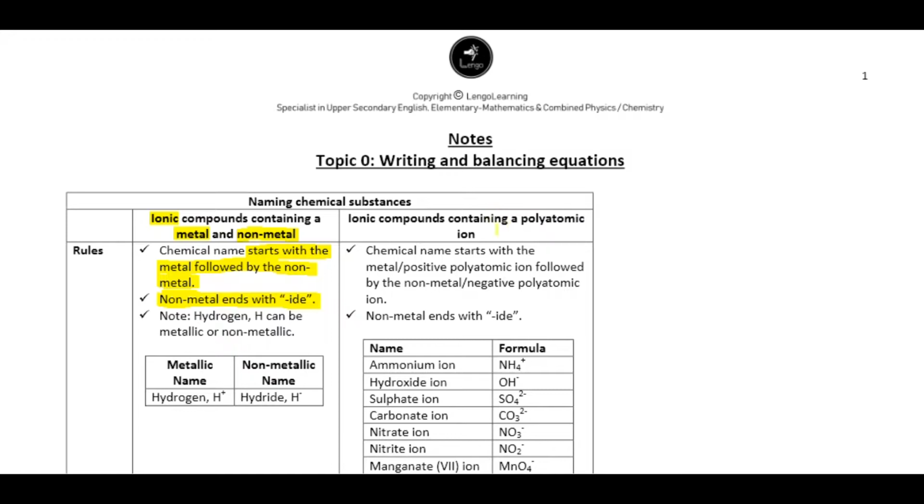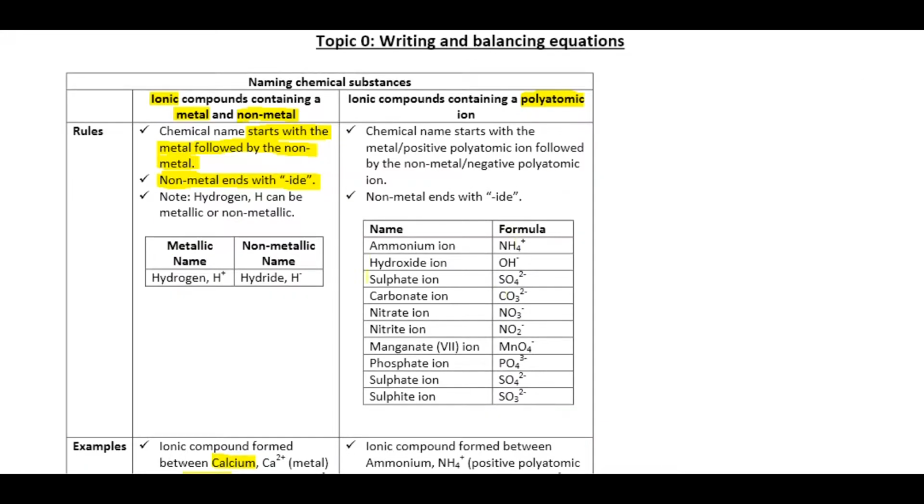Now we'll move on to ionic compounds containing a polyatomic ion. So what is a polyatomic ion? Here I provided a table giving you a list of common polyatomic ions. A polyatomic ion is an ion that consists of several atoms of elements.